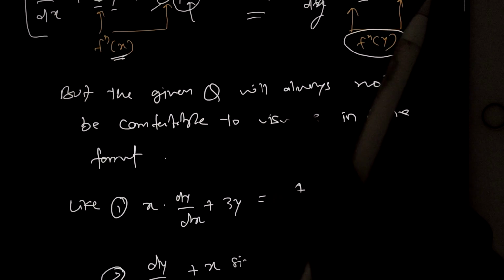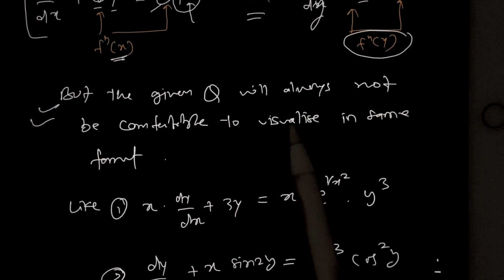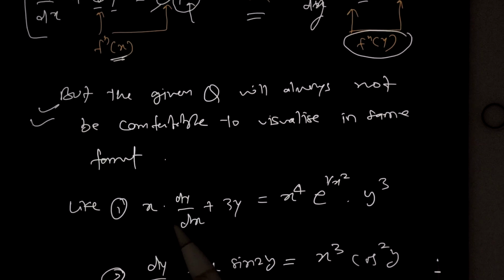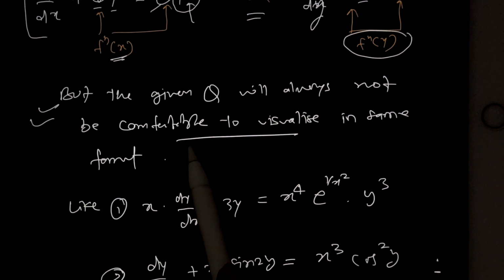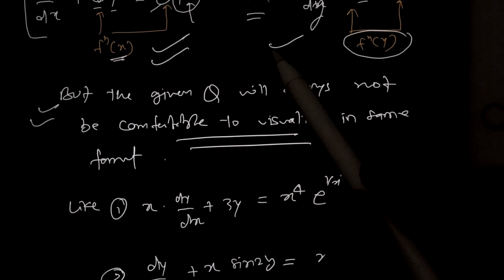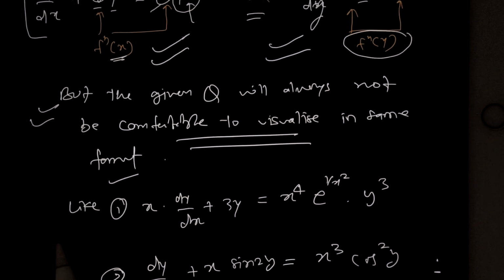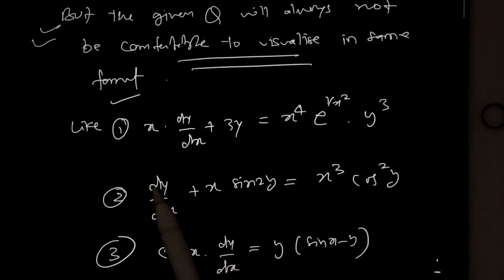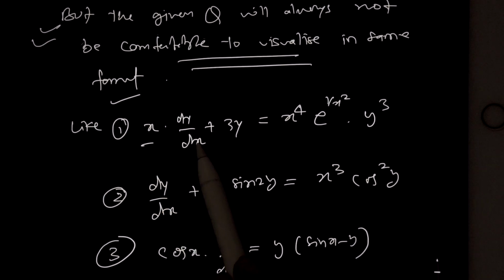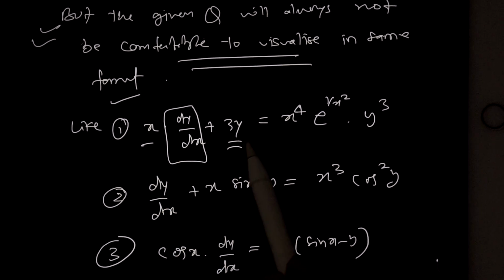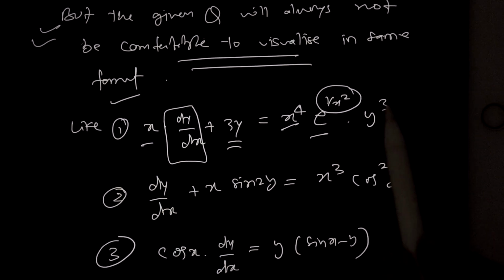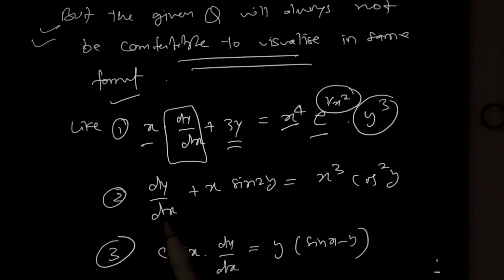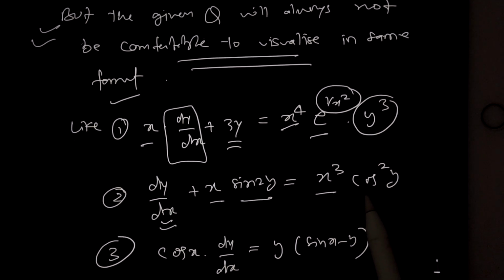Okay, but whatever questions you will see in the GATE exam, or for practice purposes, or in examples, those questions will not be easy to visualize in these kinds of pattern formats. For example, I have taken here: x multiplied with dy/dx, then 3y, then x^4 e^(1/x^2) y^3. Second example, you see dy/dx + x sin 2y = x^3 cos^2 y.